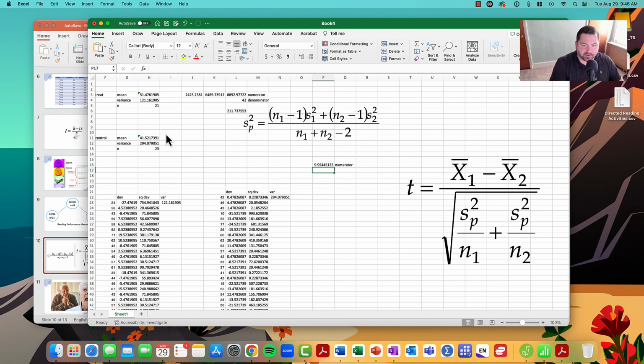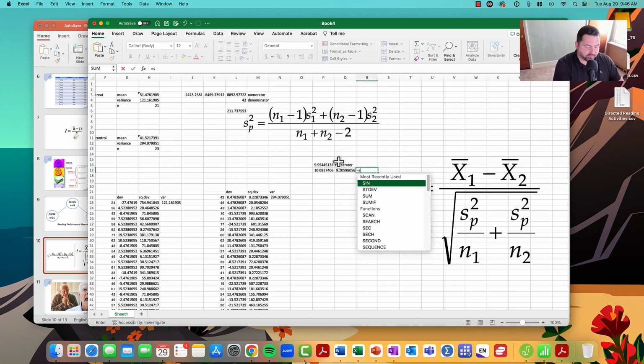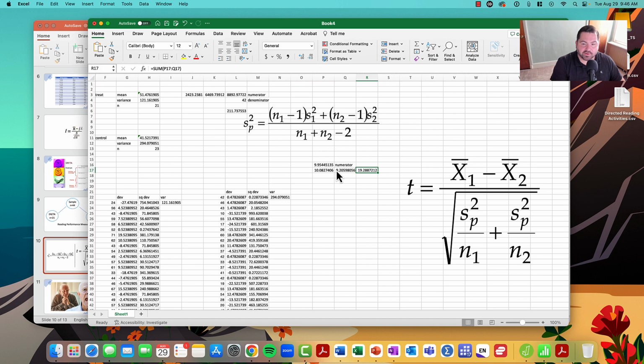And then for our denominator, what we first want to do is we want to take the pooled variance, which we just calculated, and divide it by the first n of 21. And then we want to do the same thing and take the pooled variance divided by the n of the second group, which is 23. And we want to sum those two together, add them together. And when we do that, you can see that we get 19.2887. But then we have to take the square root of that value, and that's going to make up our denominator. So when we do that, we get 4.39.